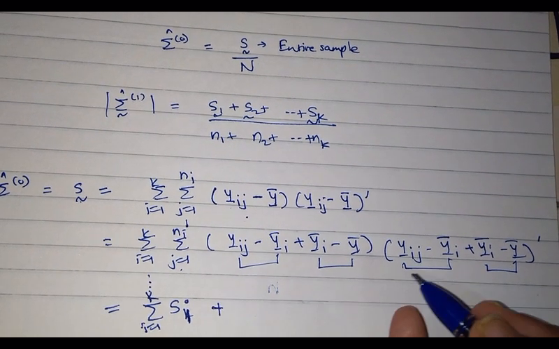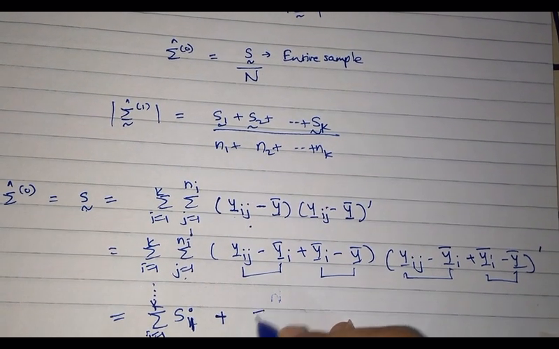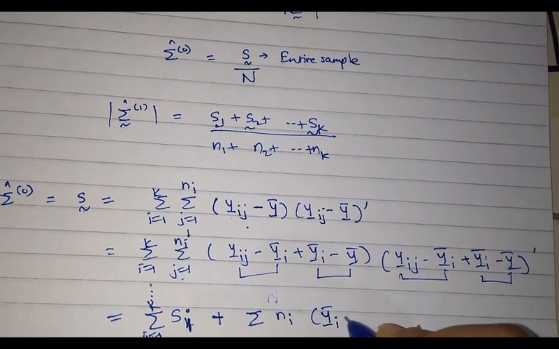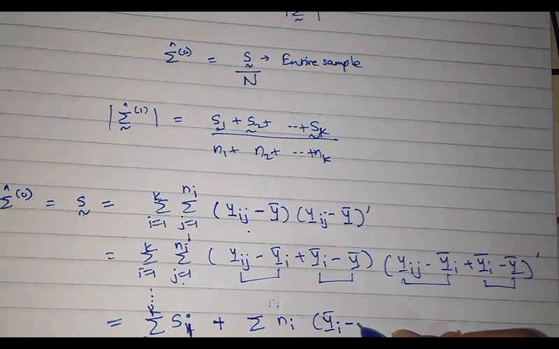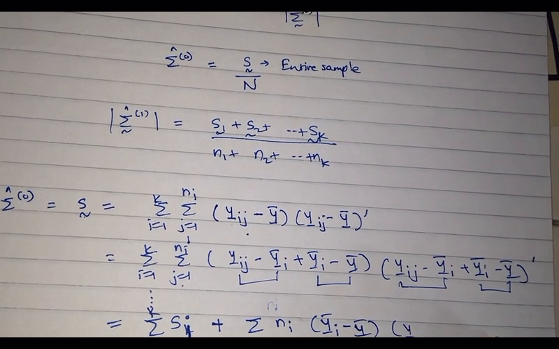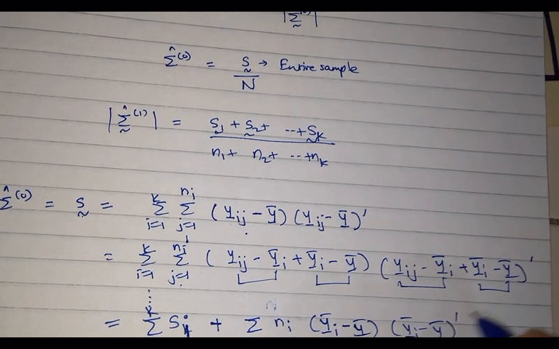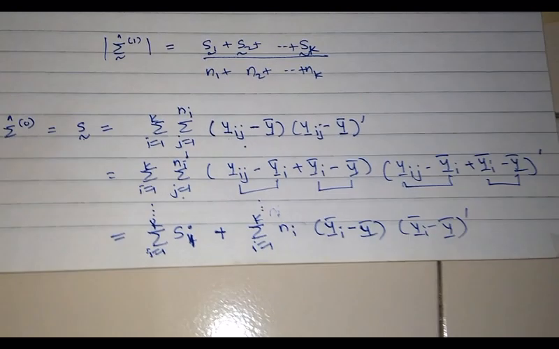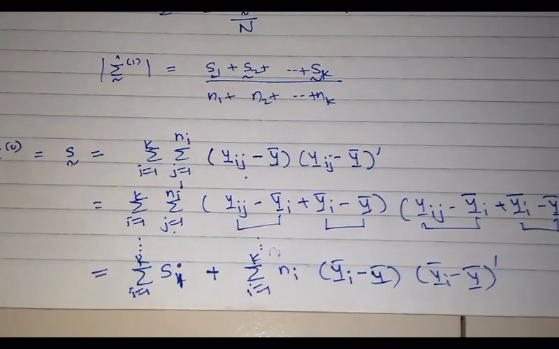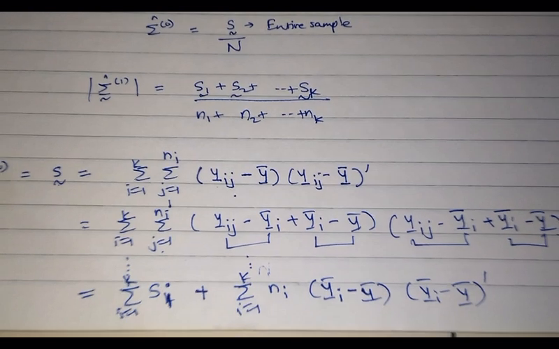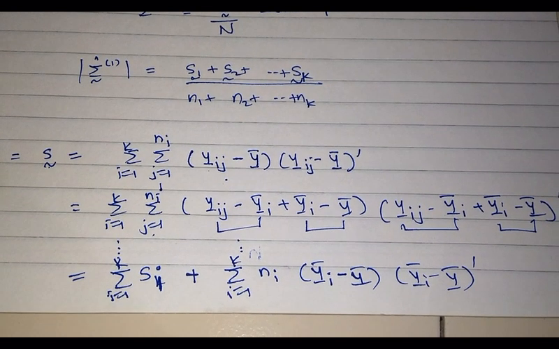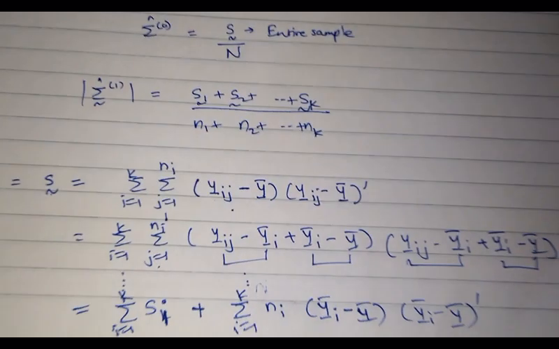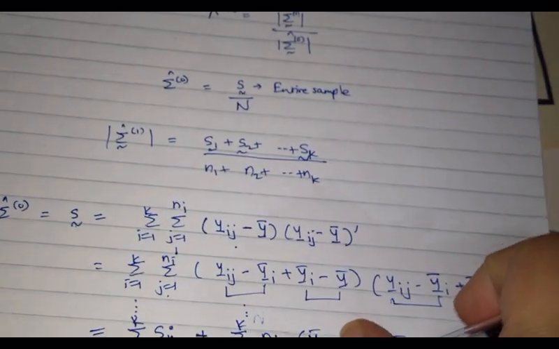plus, from the other terms, I get the summation of Ni times (Yi bar minus the overall mean Y bar)(Yi bar minus Y bar)prime, i going from 1 to k. Try to solve this; it is very easy. You just need to write down the in-between steps carefully and see which terms get cancelled. Using this relationship, we are going to construct the test statistic.